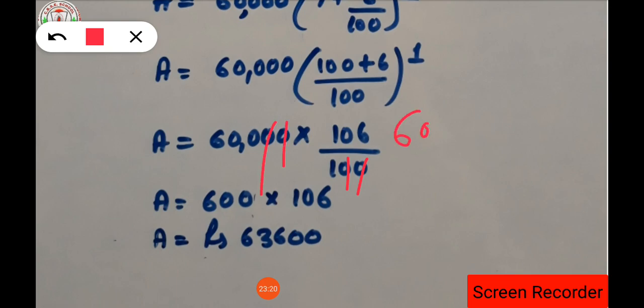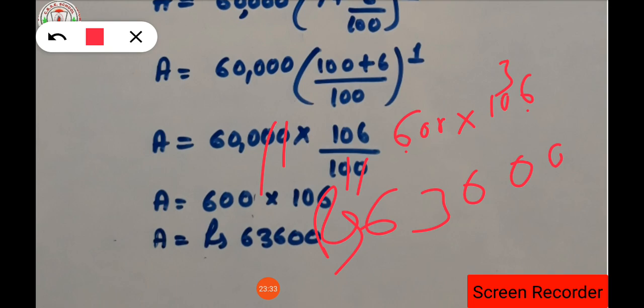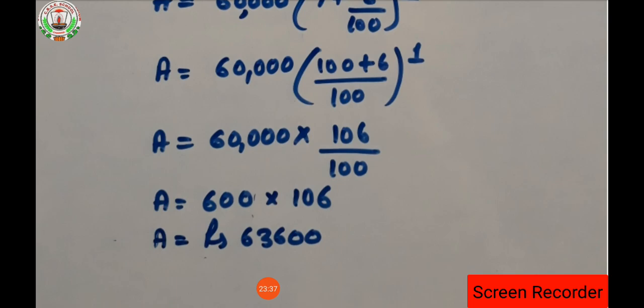Now 600 into 106 will be multiplied. Okay, so 00 will be 0 itself. 6 6 is 36. 3 again 6. So what will be the answer we are having as an amount? That is 63,600 rupees. So what is the amount we are having? 63,600 rupees for time 6 month.